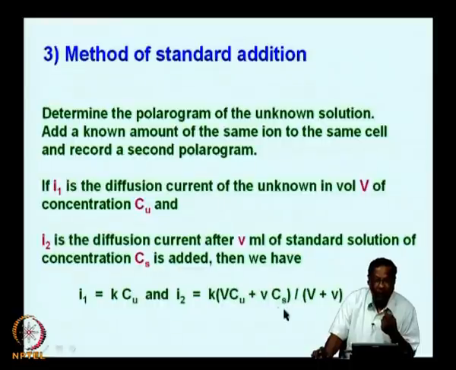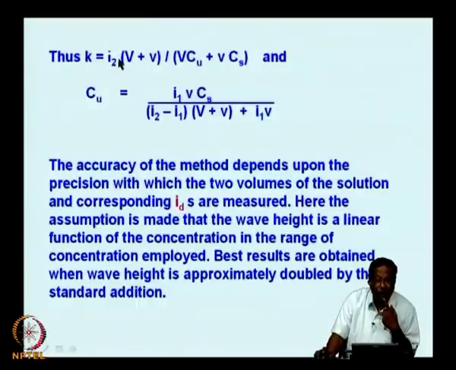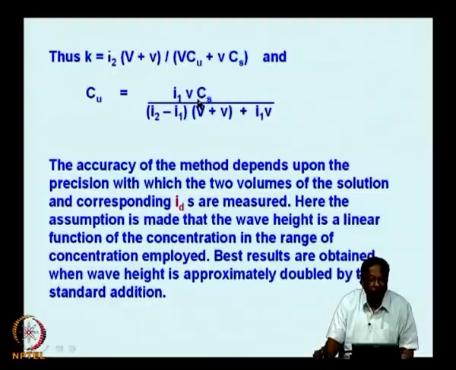The reason we get the second equation is that the measurement volume is changing by the addition of a small amount of the standard solution. So, we have two different equations and two unknowns. K can be solved for, and the concentration of the unknown can be determined by this simple expression: Cu equals I1 into v Cs divided by (I2 minus I1) multiplied by the total volume, initial volume plus standard volume added, plus I1 v.